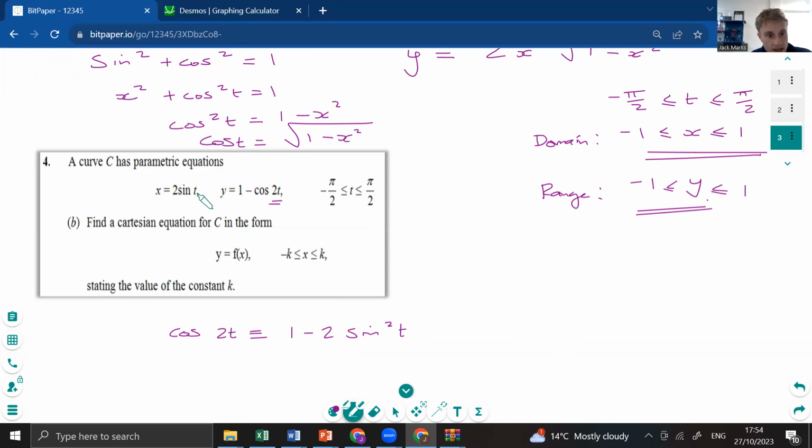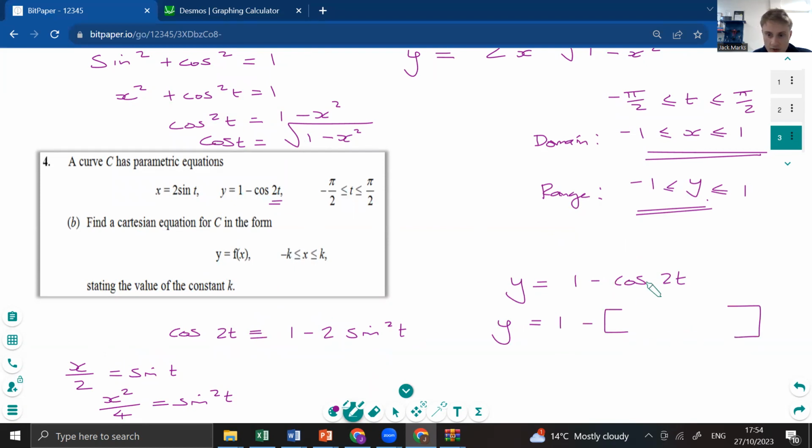So how do I want to do this? I think I'll rearrange this x equation first. So x over 2 equals sine t, which means that x squared over 4, so I'm squaring both sides, is equal to sine squared t. Let's write this out so I can just keep track of what's going on a little bit more then. So 1 minus cos 2t, and I'll leave the 1 as it is. Let's substitute the cos 2t. So cos 2t is 1 minus 2 sine squared t.